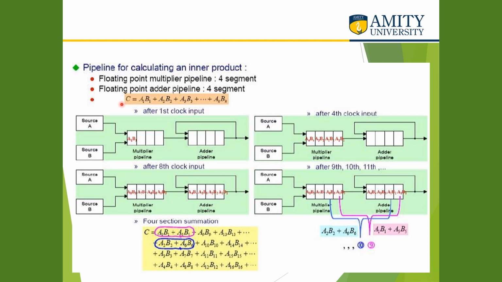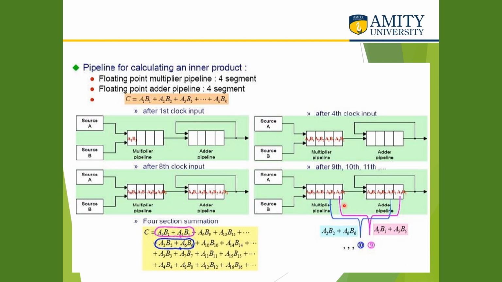Our function C is a1 b1 plus a2 b2 plus a3 b3 all the way to ak bk. In the first clock input we input a1 and b1 into the multiplier pipeline. By the fourth clock cycle we have inputted the values from a1 to a4. At the 8th cycle our adder pipeline is also completed, so the multiplication and addition for these 4 sets are done, and then at the 9th, 10th and 11th cycles we get outputs.